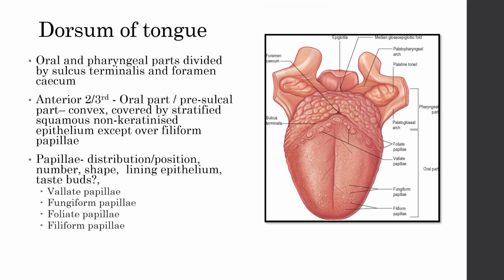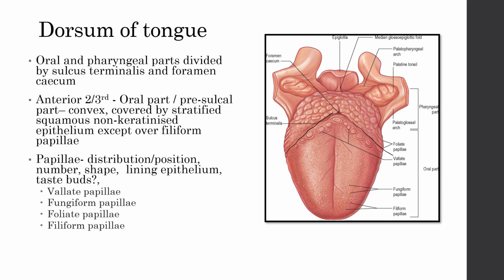Coming to the dorsum of the tongue, the dorsum is rough because of the presence of many papillae. Now this dorsum is divided into oral and pharyngeal parts by a sulcus, which is V-shaped. It divides it into the anterior 2/3, which is called the oral part, or the presulcal part, in front of the sulcus. The presulcal part is convex, and it is covered by stratified squamous non-keratinized epithelium except over the filiform papillae.